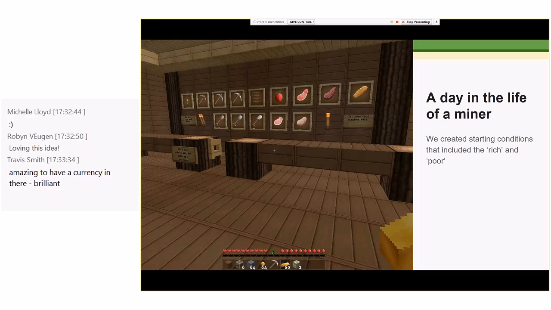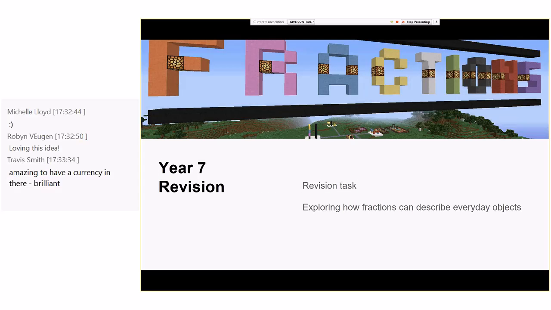I did a fractions project with Year 7. It was a revision task. The maths teacher was really keen to explore Minecraft and this type of learning where the girls were moving around in a virtual environment.